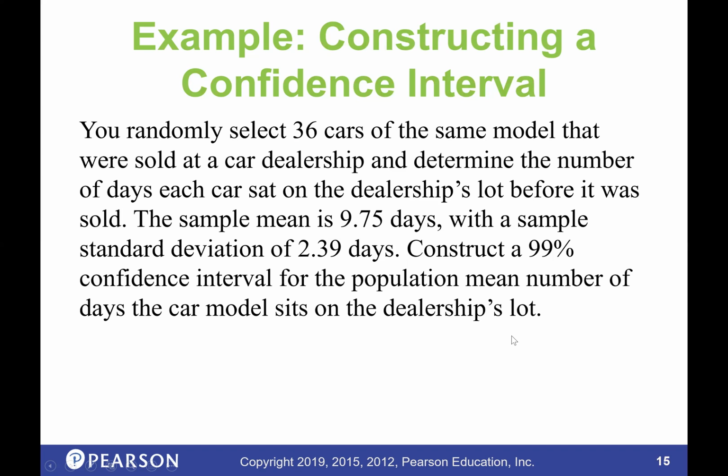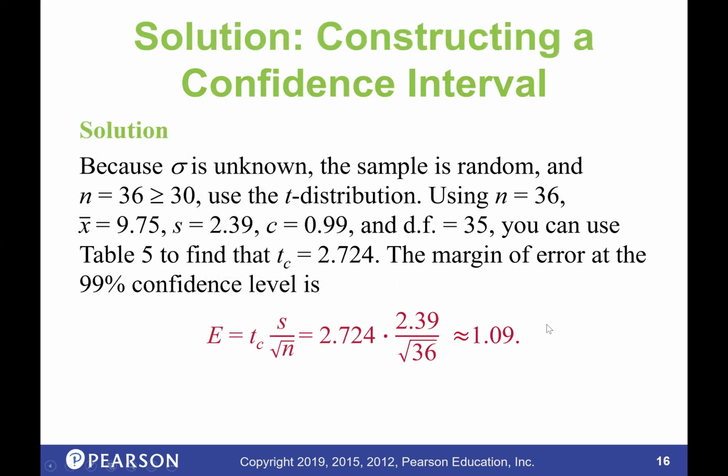And so if I were to do that, because the standard deviation is unknown, the sample is random, and n is equal to 36, we're going to still use the t-distribution, agreed or disagreed? And it's because the standard deviation was unknown. That's the problem. Using the t-distribution, n is equal to 36. There's our average, there's the standard deviation of the sample, and the confidence interval. That means the DF has to be 35. We're good, degrees of freedom.